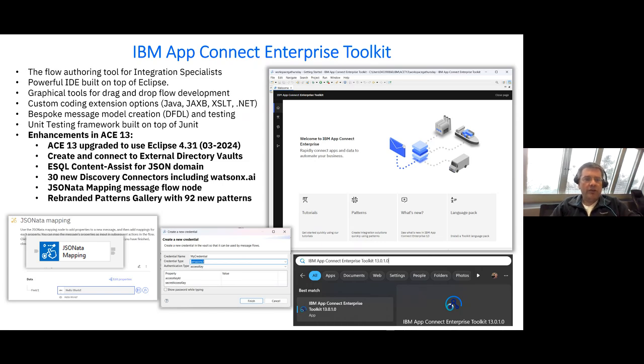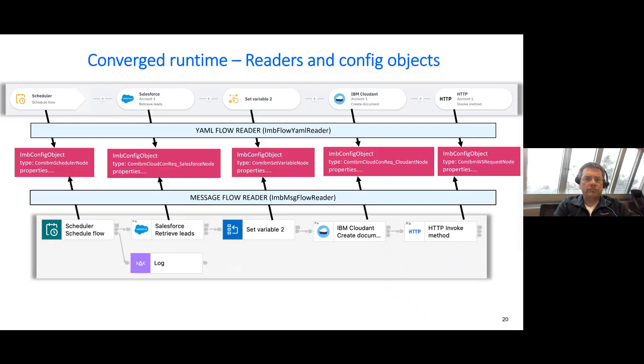Lots of other things besides. So we've got ESQL Content Assist. So ESQL users have not been left behind here for the JSON domain. That's another small but important addition that came with version 13. And we've already mentioned the patterns today and some of those connectors. So lots of great stuff coming in the toolkit.